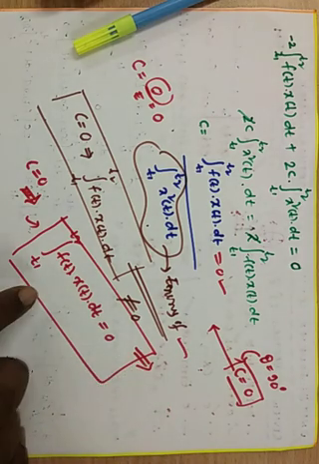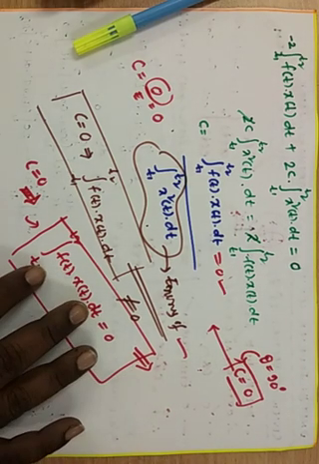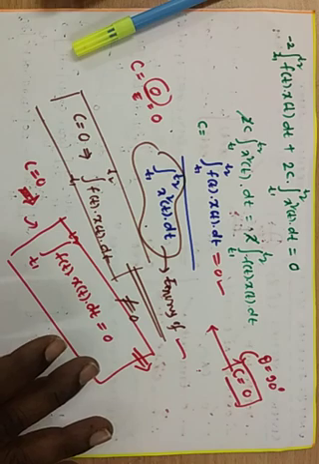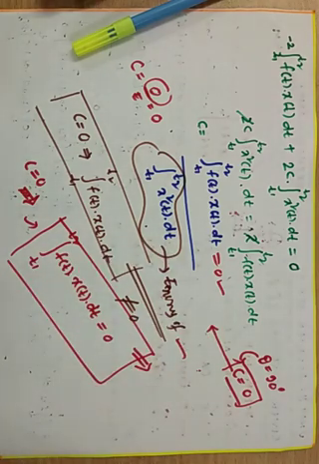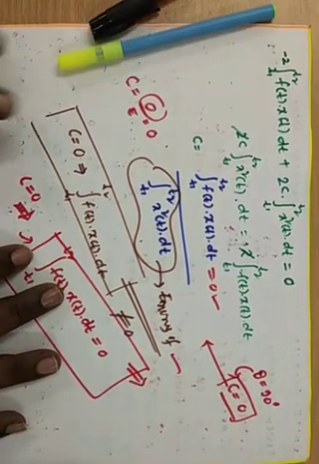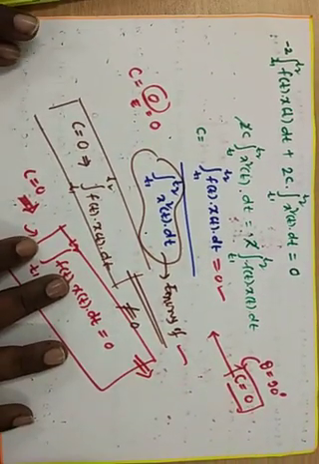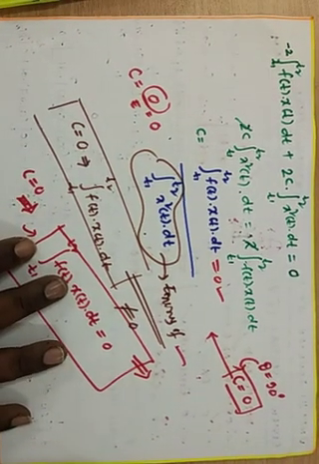For orthogonality, what is the condition? Integral t1 to t2 f of t into x of t dt is equal to 0. This is the condition. By making use of this equation, we have to solve some of the problems. So I am going to conclude this session.